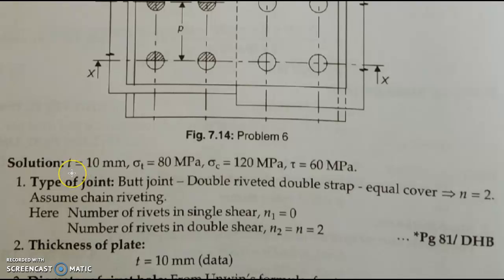Thickness of the plate is given, that is equal to 10 mm. Sigma T is equal to 80 megapascal. Sigma C is equal to 120 megapascal, and tau is equal to 60 megapascal. These are the given data.